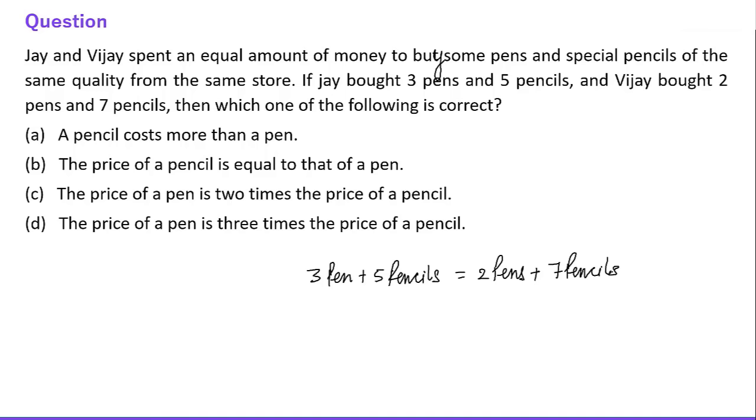Right. So they have spent an equal amount. So it means the first statement is equal to the second statement, right? Simplifying them, we will get pen equal to 2 pencils. So the price of one pen is equal to the price of 2 pencils. C option, the price of a pen is 2 times the price of a pencil. C option is the correct choice. Okay. Now let's move to the other one.